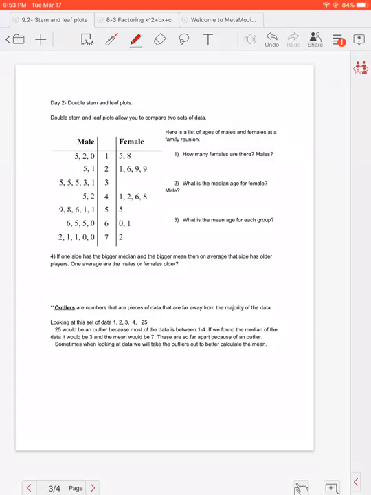Welcome back, guys. Today is 9.2. I believe we're in 9.2, day 2. Okay, we're talking about the double stem and leaf plots now. So double stem and leaf plots allow us to compare two sets of data.